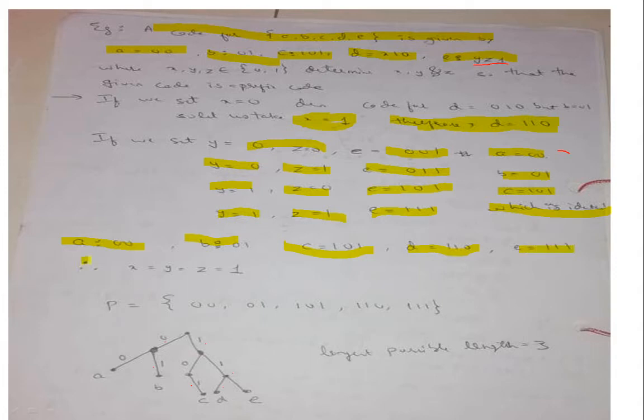Then also here, x, y, z, all the values I got are 111. So if I represent according to them, P is the set 000, 110, 111, 011. If I draw the rooted tree for this one, here is my root. Then according to 00, I'll be getting A over here. Then for B, I'll be getting 01.